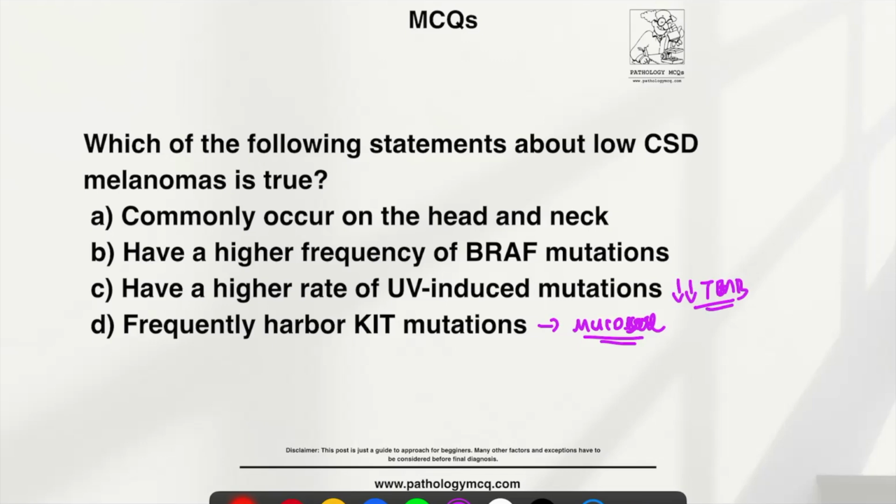Commonly occur in the head and neck. Low CSD melanomas usually occur throughout the body, and they can occur in sun exposed sites and also in the extremities and the back. Okay, so not exactly in the head and neck. So the correct answer here is they have high frequency of BRAF mutations. So this is the correct answer. Most common type of low CSD is superficial spreading type of melanoma, and the frequently occurring mutation in low CSD melanoma is BRAF mutation. Okay, and they usually have low tumor burden, and KIT mutations are frequent in mucosal melanomas.